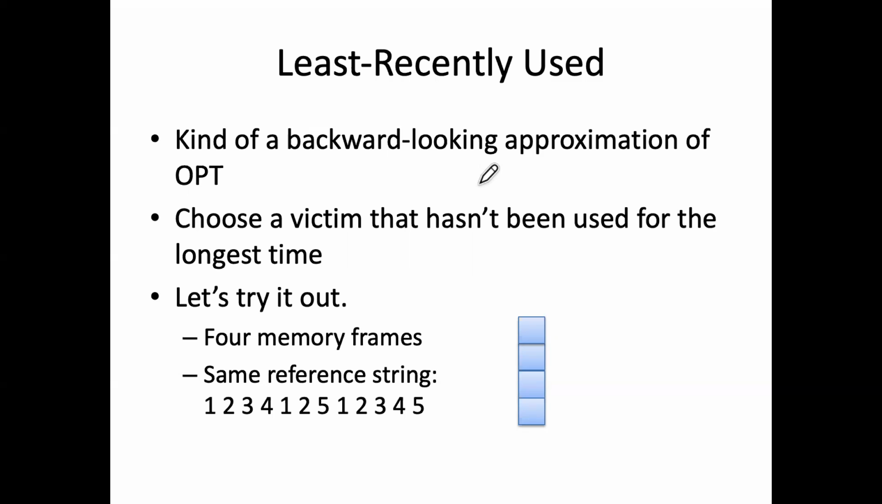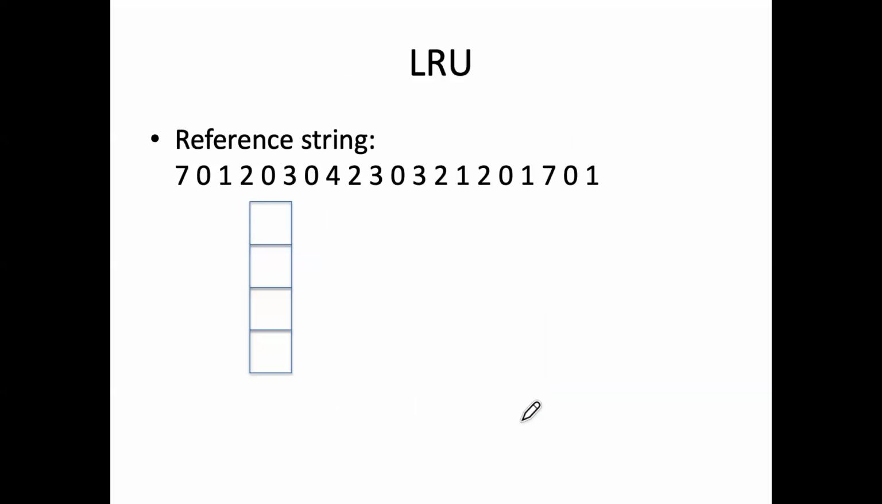And that's really where this name comes from. Least recently used. It says when I pick a victim, it's going to be the one that has been used least recently, the longest amount of time in the past. We could simulate this. We could use our original reference string and simulate it on 4 memory frames and see how it did. Instead, I would like to try this longer reference string. Same thing, let's assume we have 4 frames of memory available, and we want to simulate this reference string. Let's see how well least recently used does.